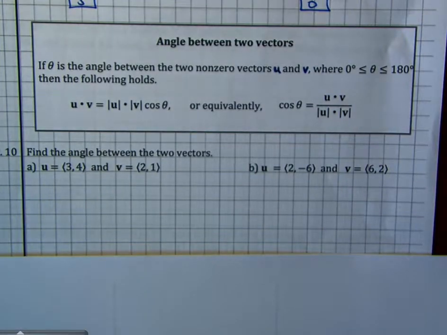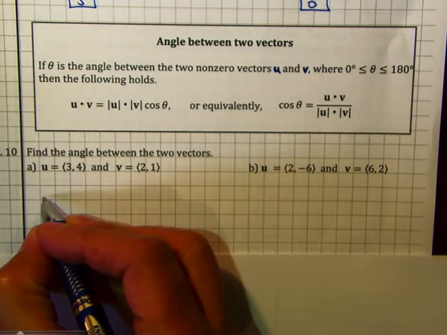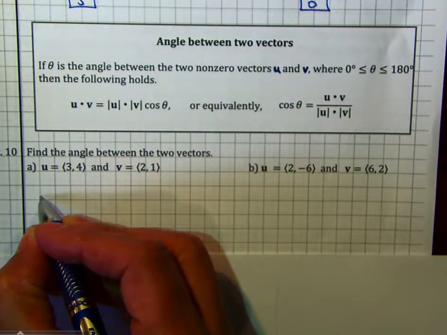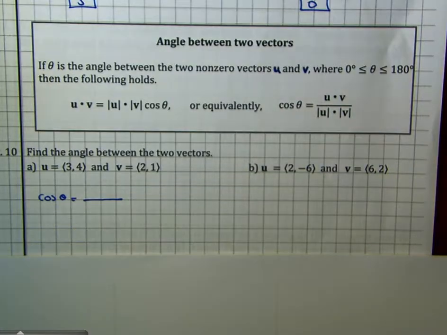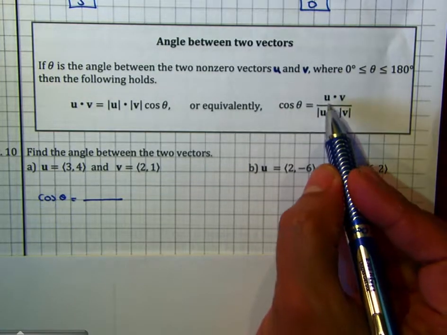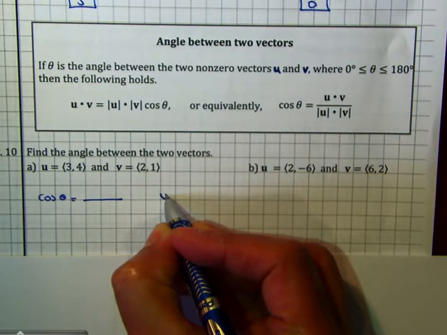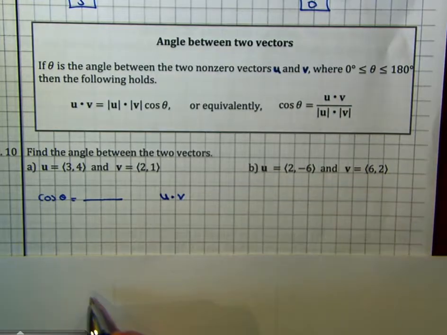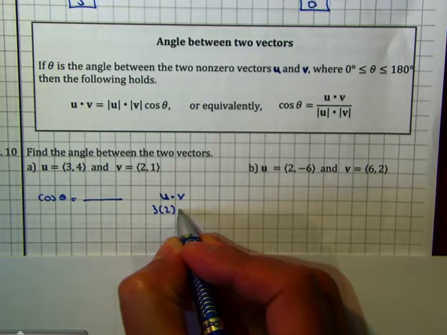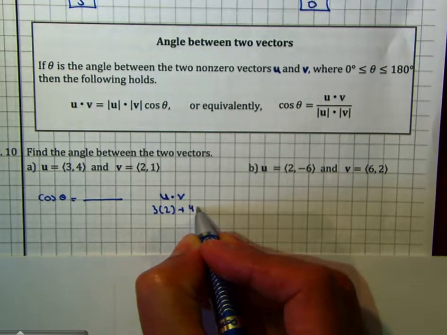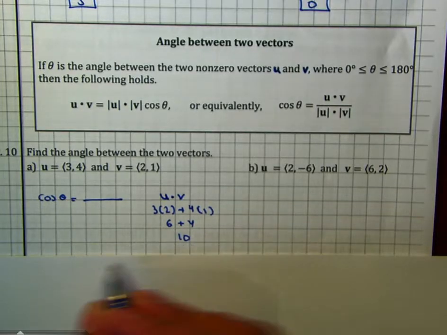So let's find the angle between two vectors. So therefore it will be the cosine of theta. First, we need to find the dot product. So u dot v is 3 times 2 plus 4 times 1. So it'll be 6 plus 4, which is 10.